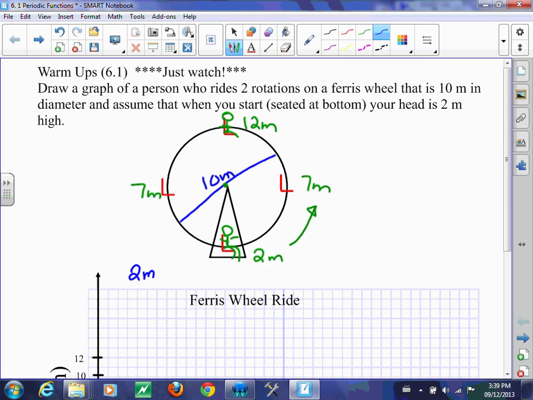As we go around the rotation, we can plot them as we go. We're going to start at 2 meters, and then it goes to 7 meters, to the top at 12 meters, comes back down to 7 meters, and to complete one revolution, we'll be back at 2 meters at the bottom. But we're going twice around, so we go back to 7 meters, all the way up to 12 meters, coming back down to 7 meters, and to 2 meters. So notice there's some repetition going on here.